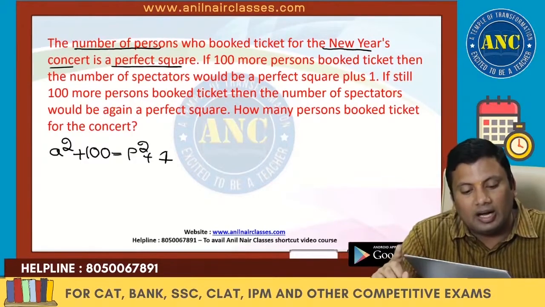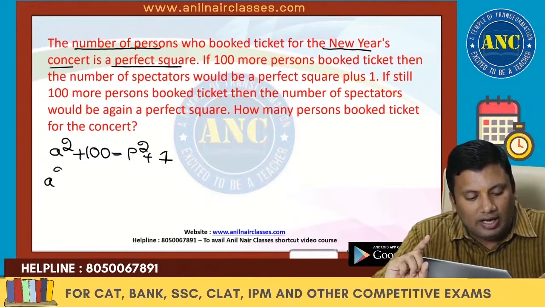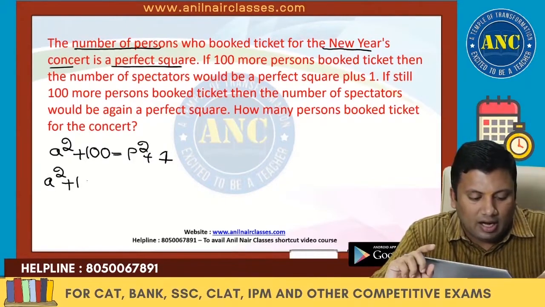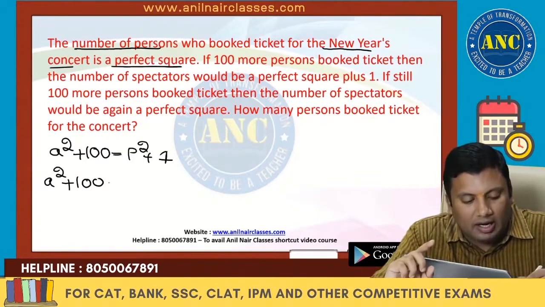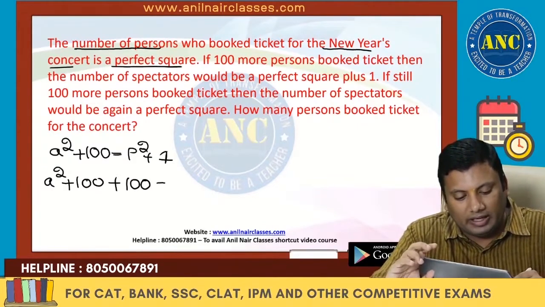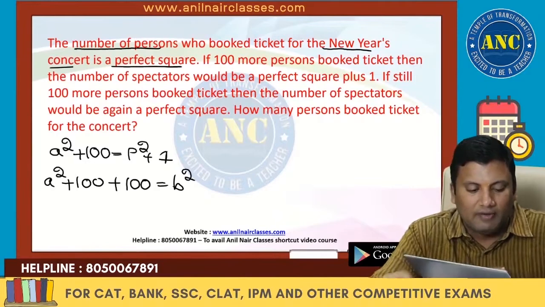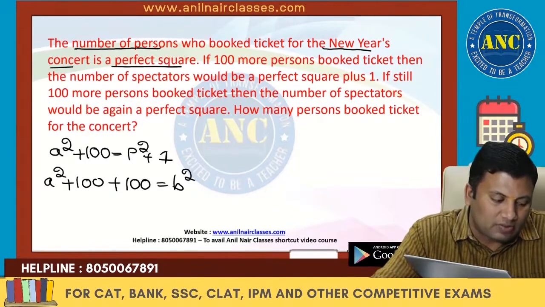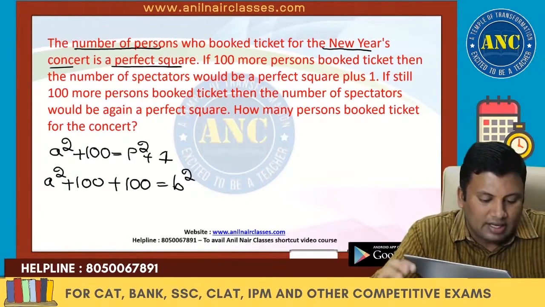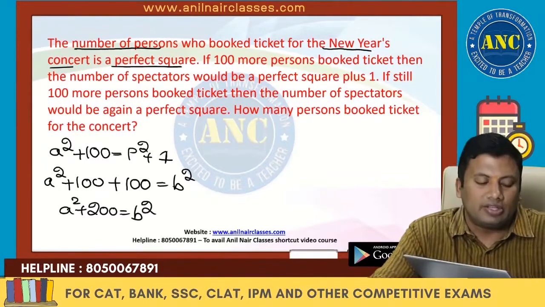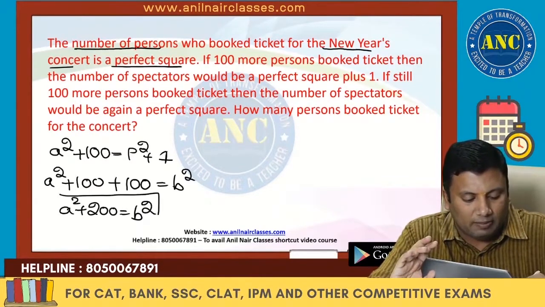If still 100 more persons book a ticket, then the number of spectators will be a perfect square. These are two equations. a square plus 100 is b square plus 1. a square plus 200 is b square. So a square plus 200 is nothing but b square.